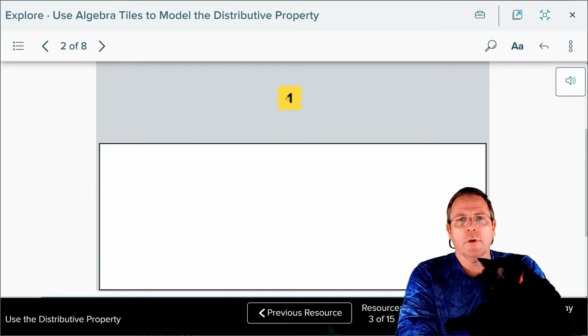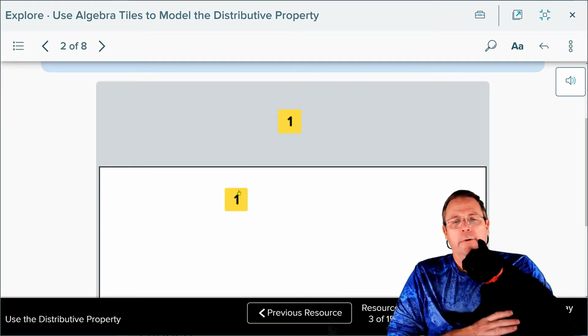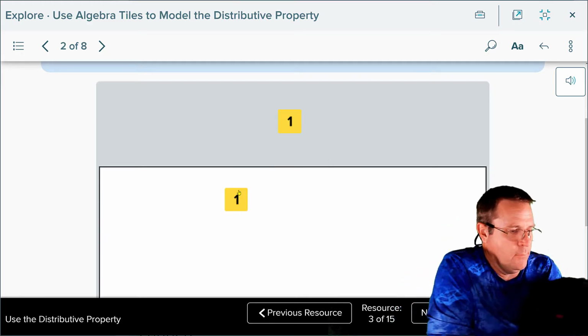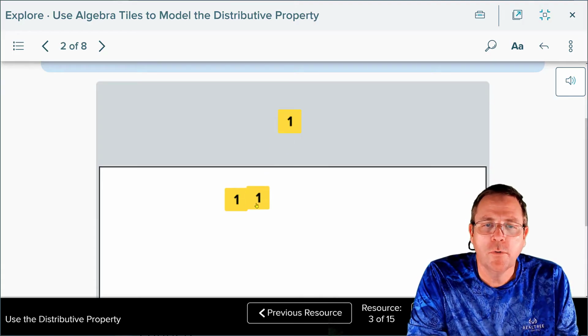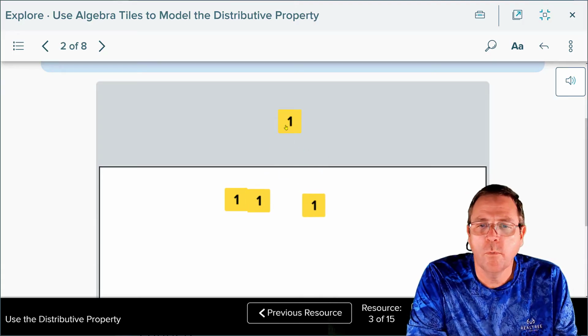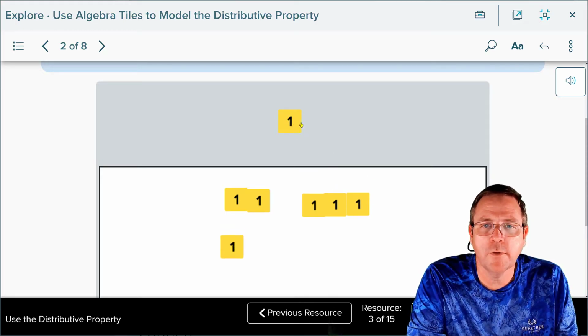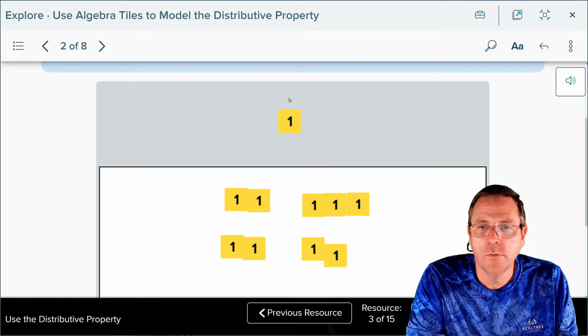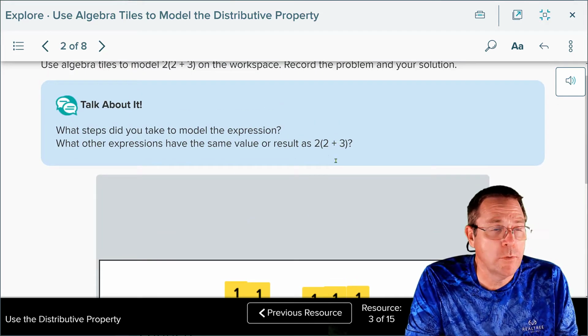Well, let's take a look here. Each tile represents 1. You have 2 plus 1, 2, 3. But you have that 2 times. So you've got another set of 1, 2, and 1, 2, 3. So right here you see 2 times the sum of 2 and 3.